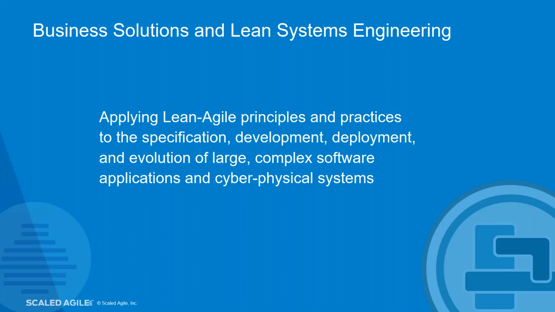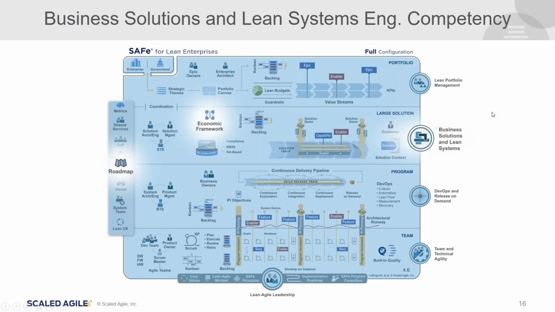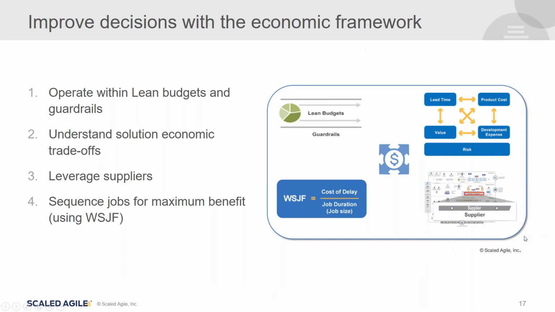All right, so another new key component or another updated component is our ability to, at the solution level and the lean system engineering level, apply some of those additional lean agile principles and practices. One of them is our ability to update this economic framework and look at a different view of the roadmap for that work, as well as look at the business solution itself and be able to track the lean solution from a business or a large solution level.